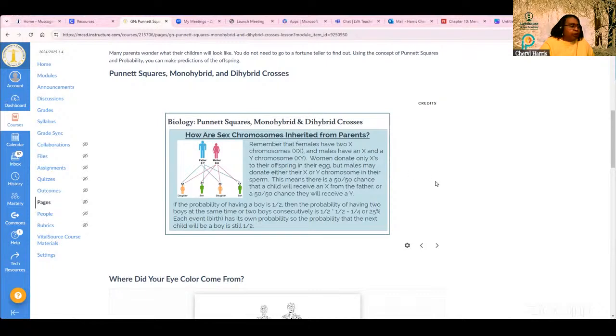And during what we call segregation, when they split and go their separate ways, it is possible that the mother can give one X and the father can give one X. In this case, you get girls. If the mother gives one X and the father gives one Y, then you get boys. And so you don't know how often that's going to happen. But the probabilities of getting a girl is higher than getting a boy, but it still comes out 50-50 if you do a Punnett square.